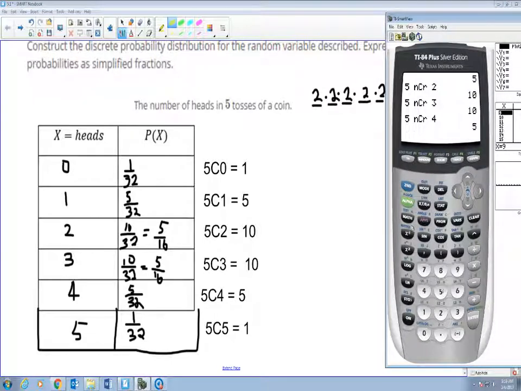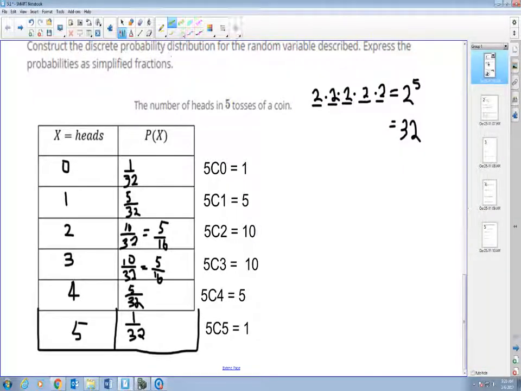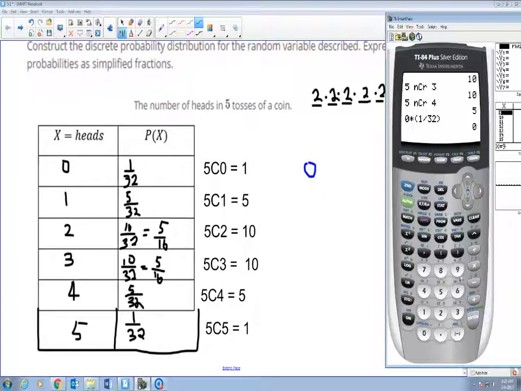So if I take 0 times 1 over 32, I will get 0, which we expect. Let me put this in red so we won't get confused. Then 1 times 5 over 32. If I multiply my random variable with the probability, this is 0.15625.